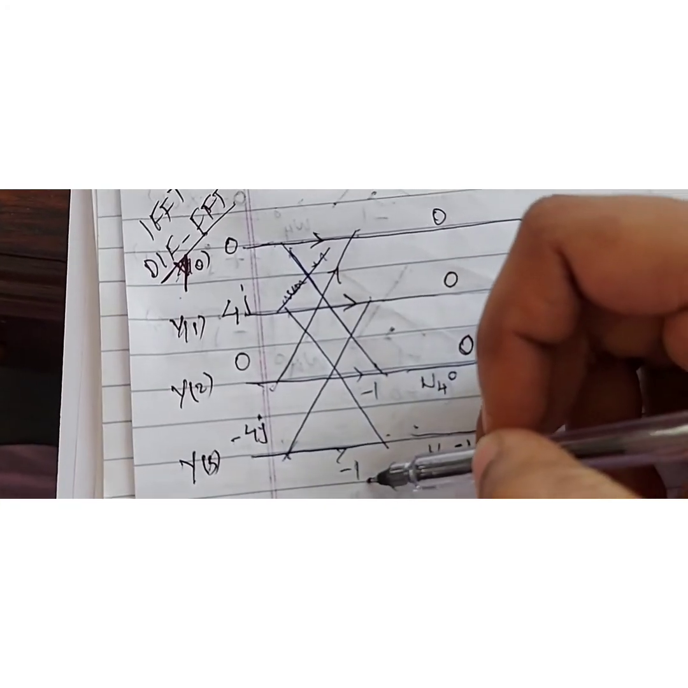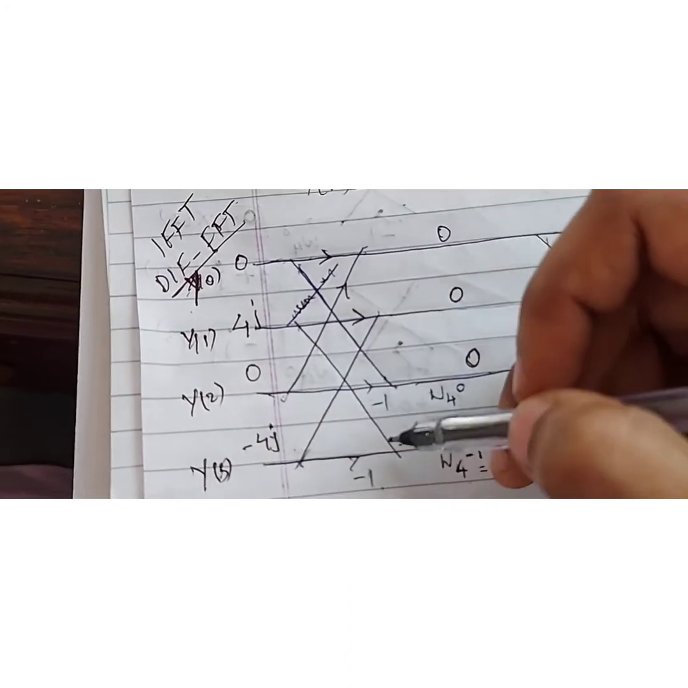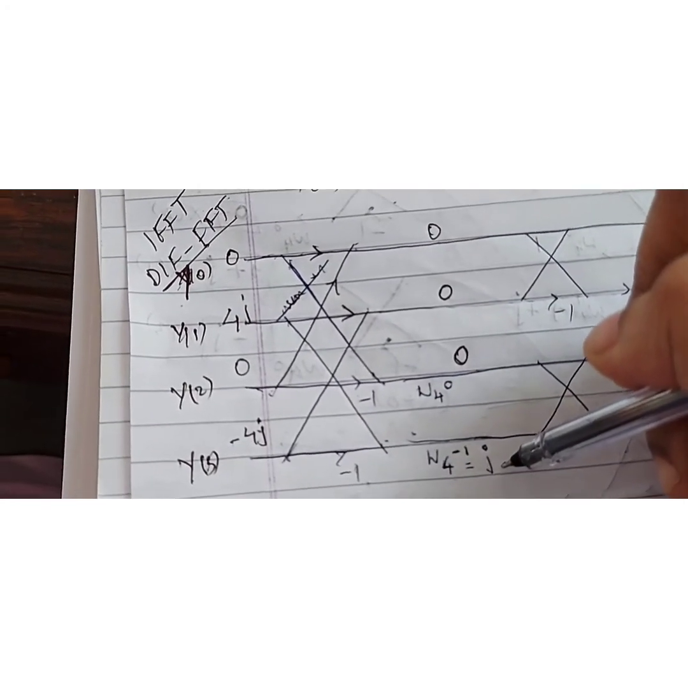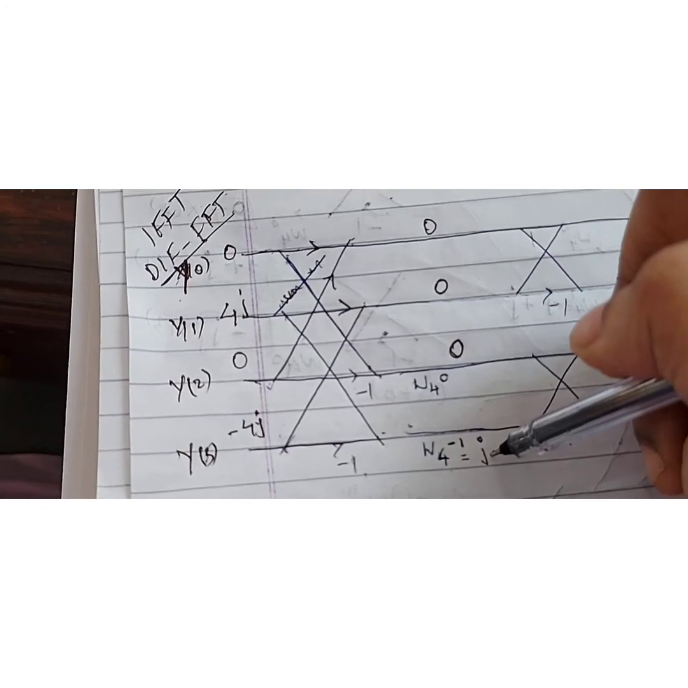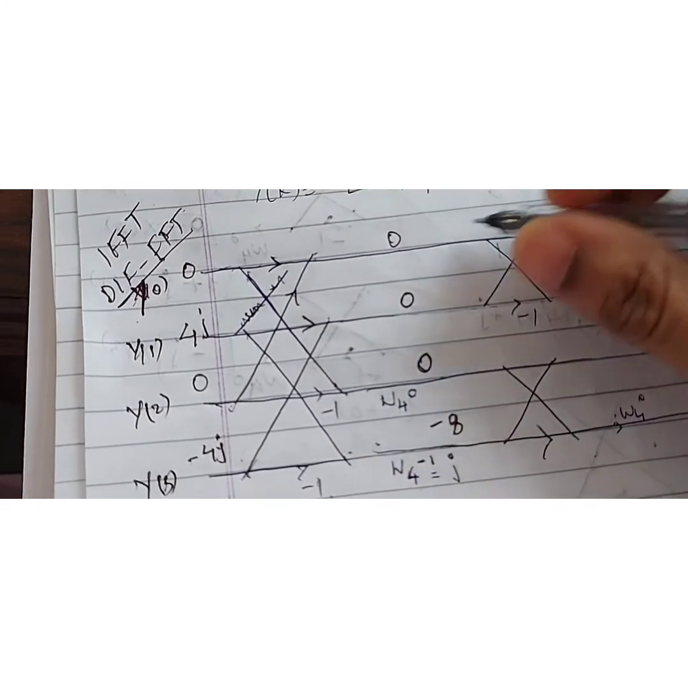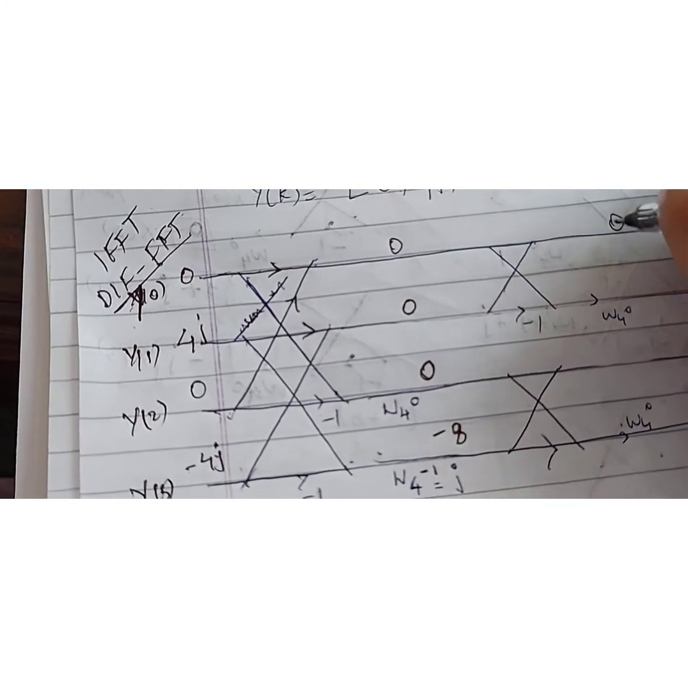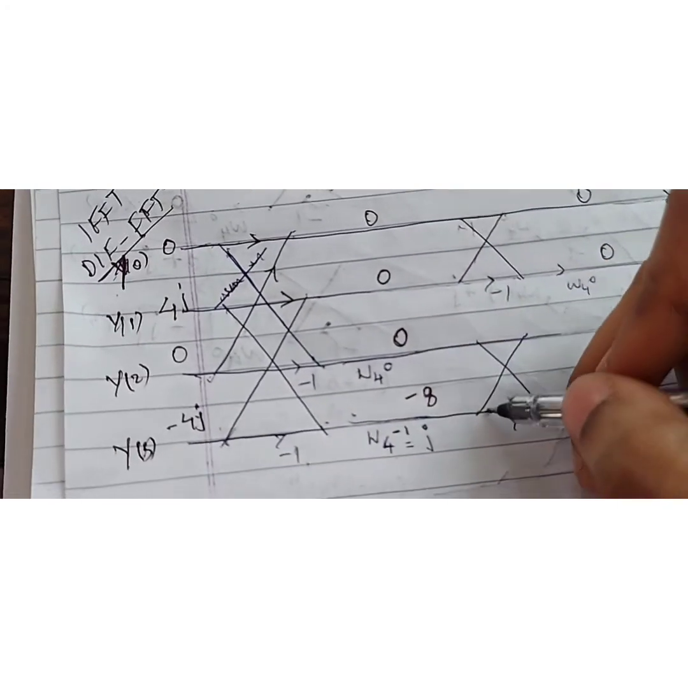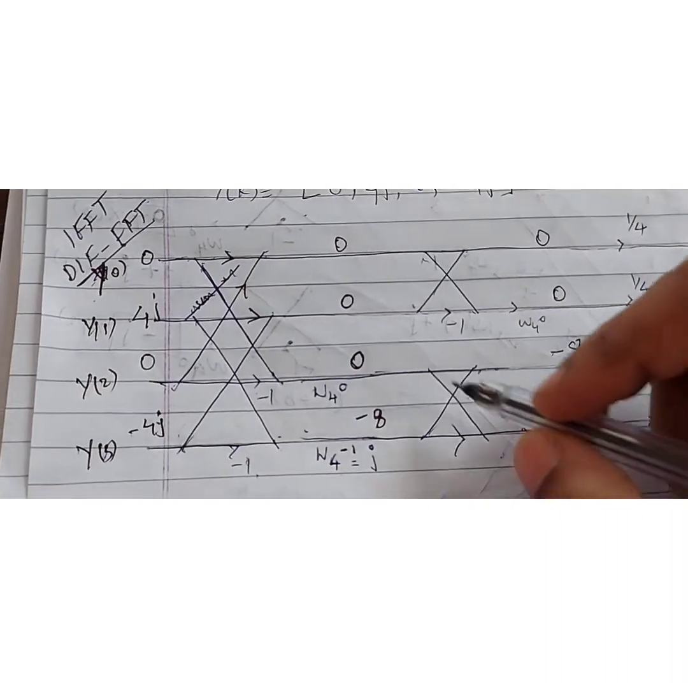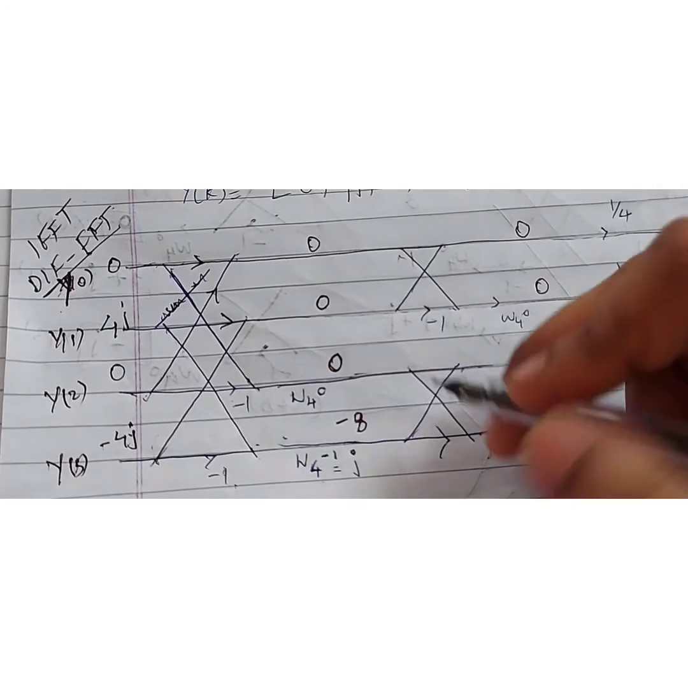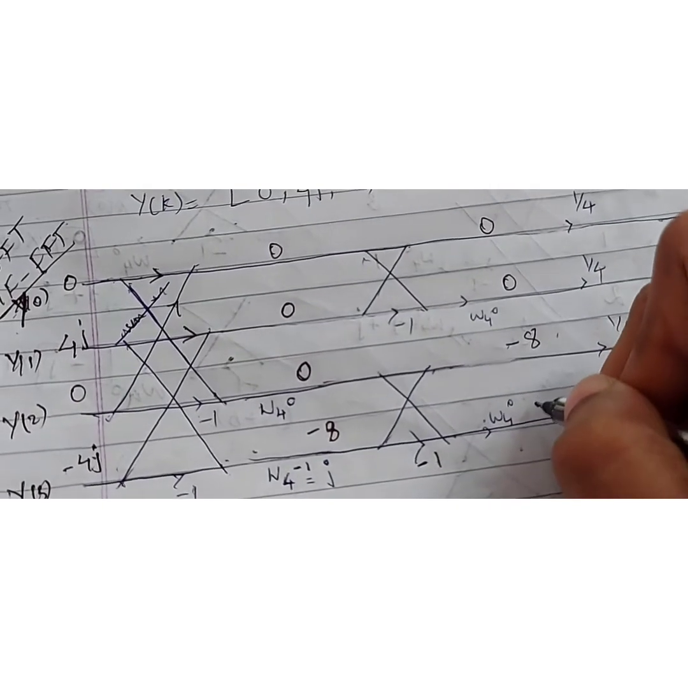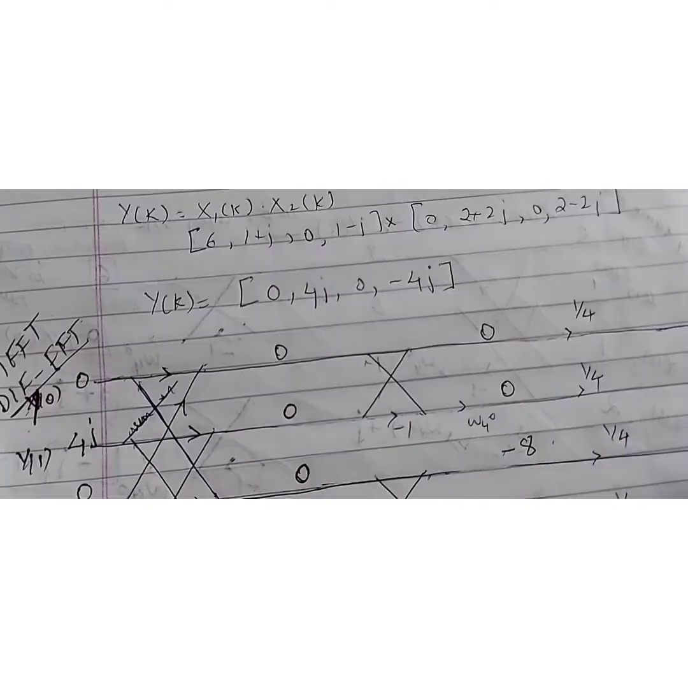So this one is plus 4j. Minus 4j into minus 1 is plus 4j. 4j plus 4j is 8j. 8j into j. J square is minus 1. So this is minus 8. Okay. Now go on adding. 0 plus 0 is 0. 0 minus 0 is 0. Minus 8 plus 0 is minus 8. 0. Minus 8 into minus 1 is plus 8. So this is plus 8.